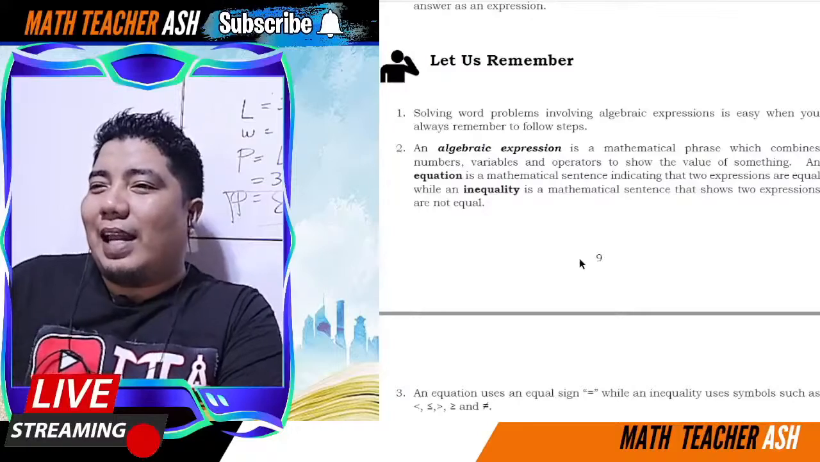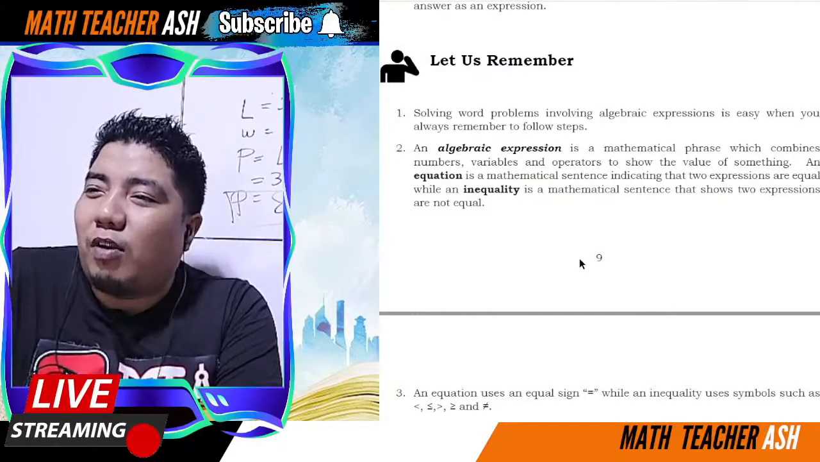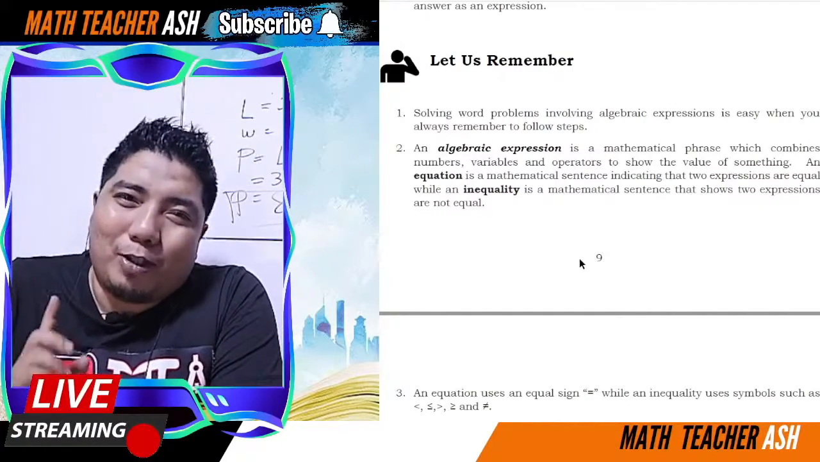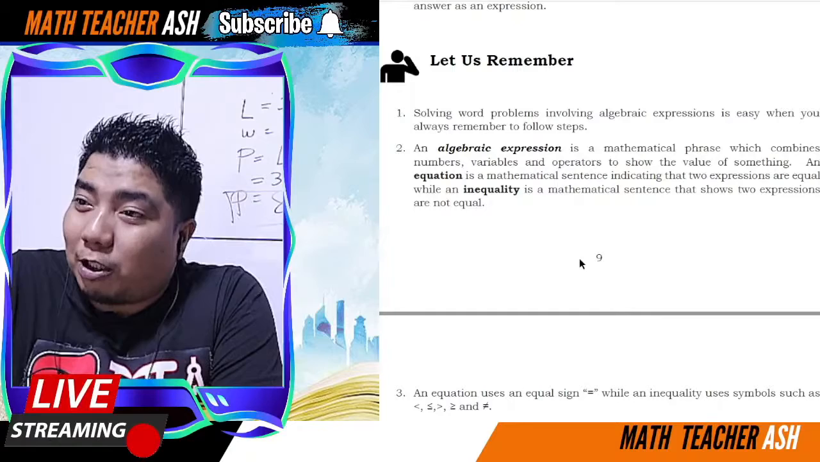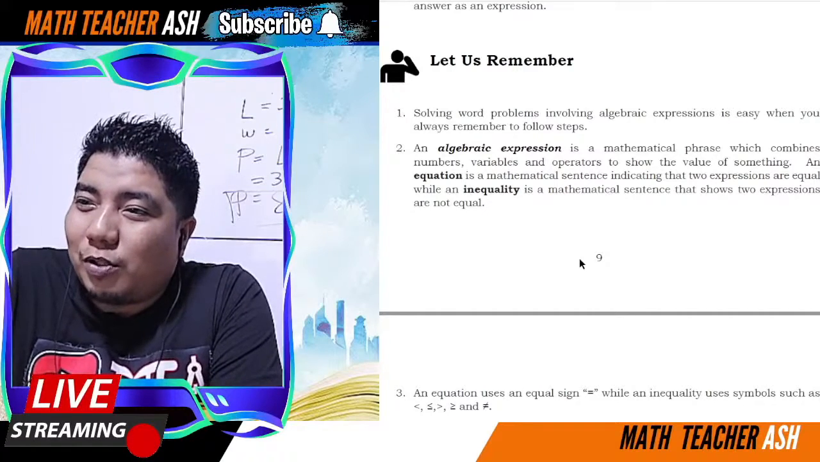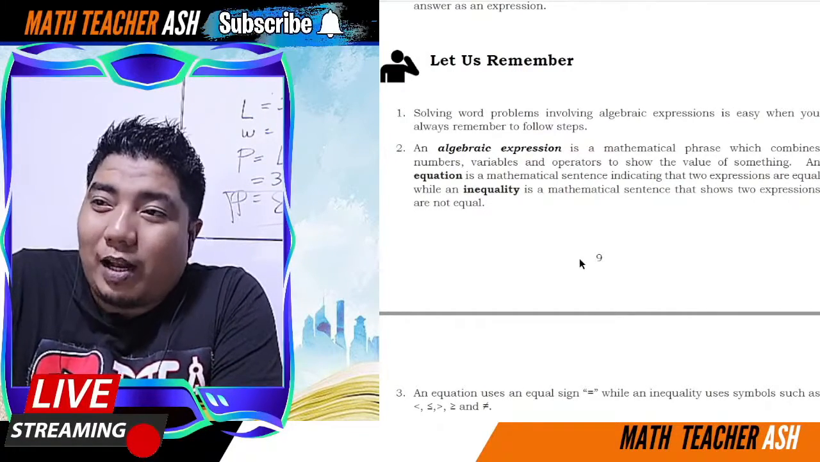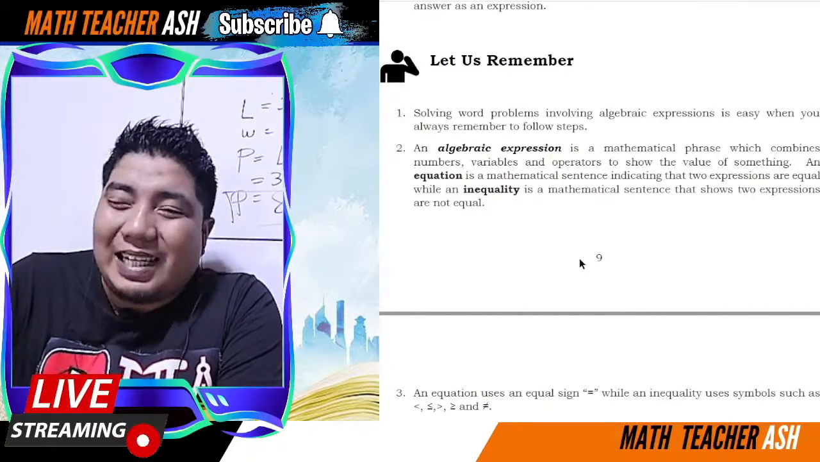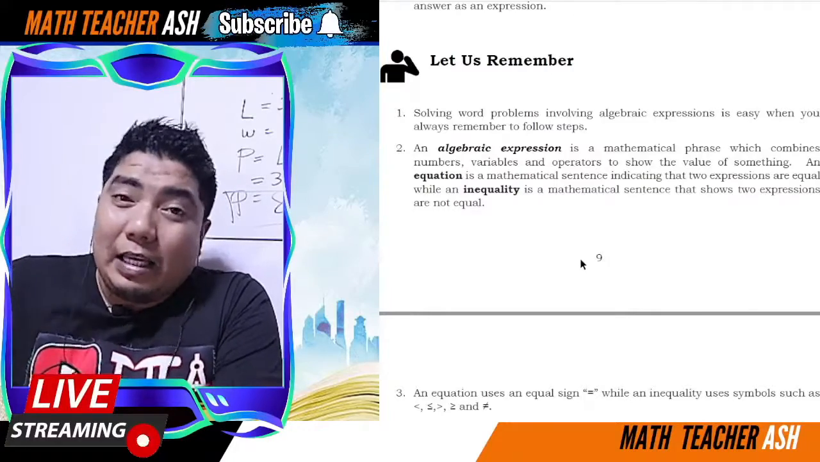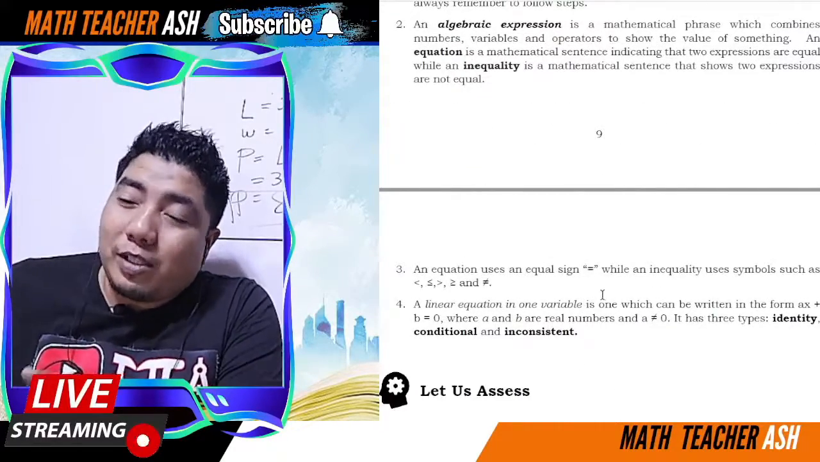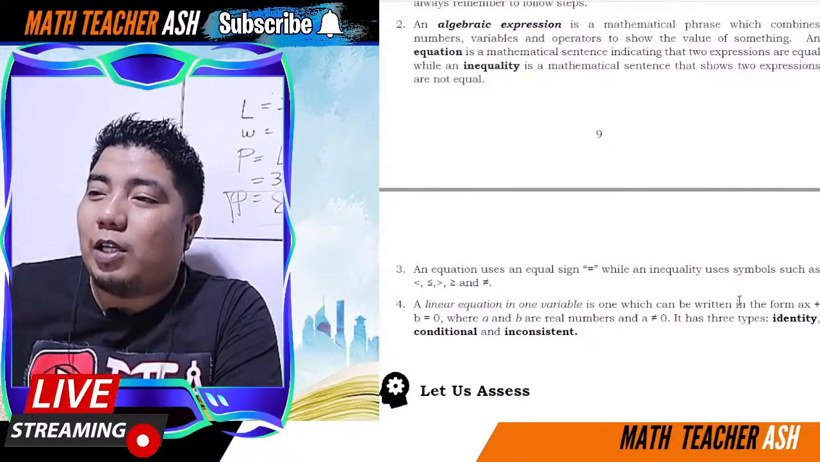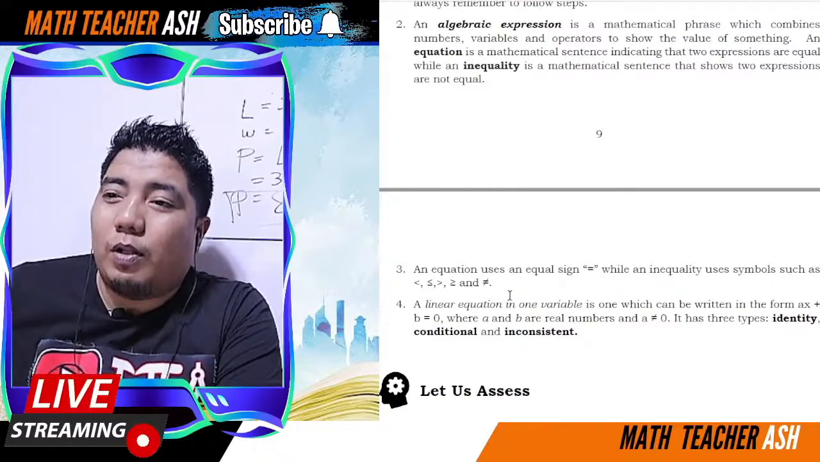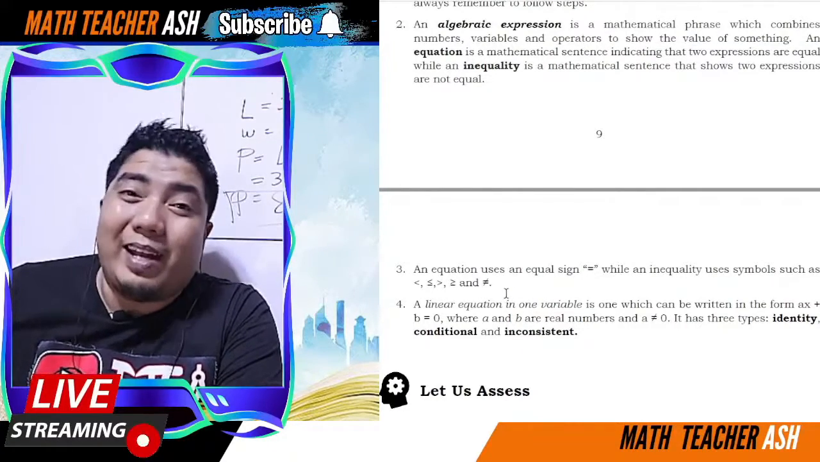Now, let us remember. Solving word problems involving algebraic expressions is easy. Always remember to follow the steps. An algebraic expression is a phrase. An equation uses two expressions that are equal, and an inequality is a sentence that shows two expressions that are not equal. Yan ang pagkakaiba ng tatlo. The equation uses the equal sign while the inequality uses less than, greater than, less than or equal to, greater than or equal to, and not equal.